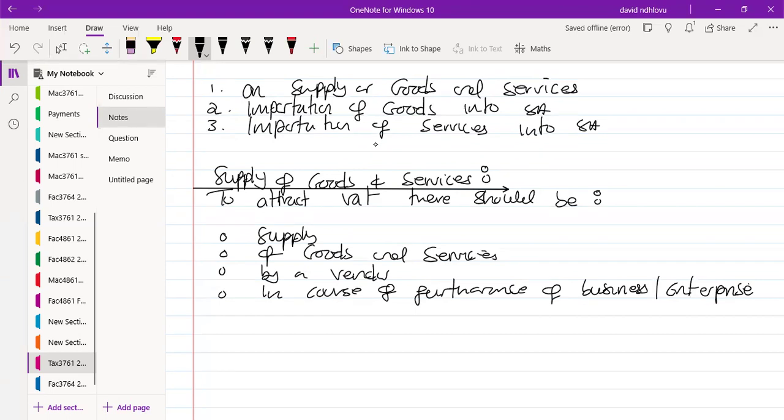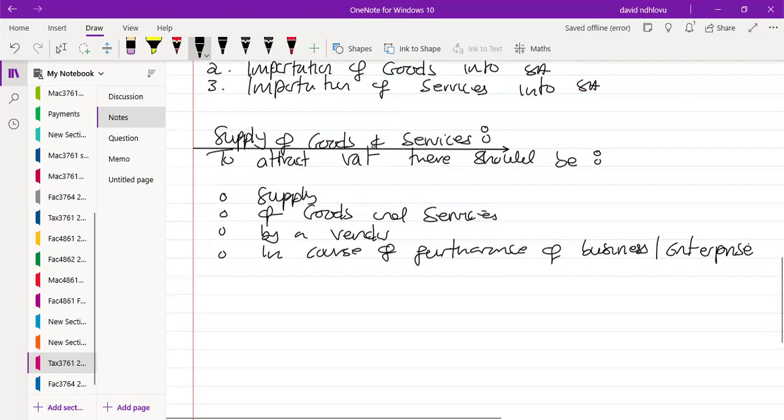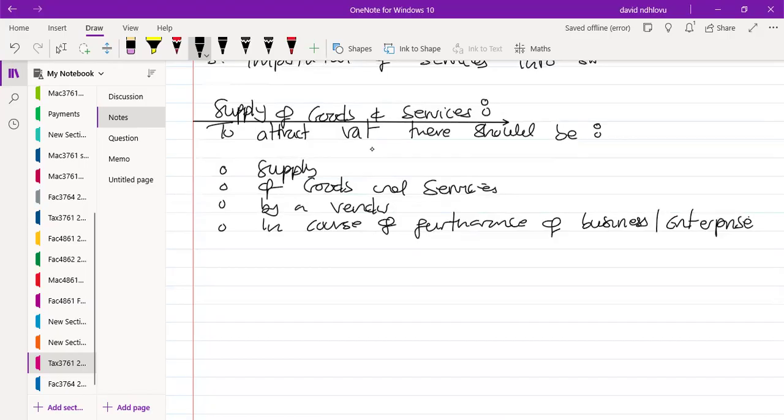So instance number one, where a supplier who is a vendor will charge VAT, is when there's a supply of goods and services. But remember, it's not automatic that a supply of goods and services will attract VAT. It must be a vendor who is making taxable supplies. So VAT will be charged when there is a supply of goods and services by a vendor in the course of furtherance of business. Quite technical, there's a lot of theory that you must cover under that particular session.